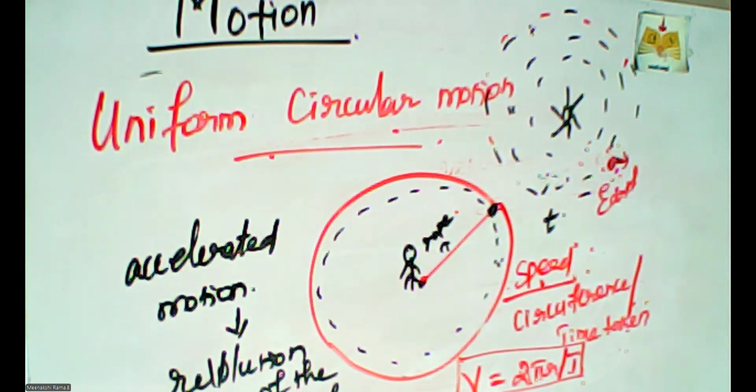Uniform circular motion means we take a piece of thread, tie a small stone at the end, and rotate the stone in a circular path at constant speed. The person holds the thread in his hand and rotates the stone in that circular path. When the thread is released, the stone moves in the same direction. Okay, is it clear? Uniform circular motion is also explained in this manner.